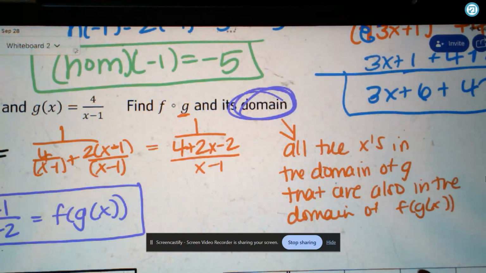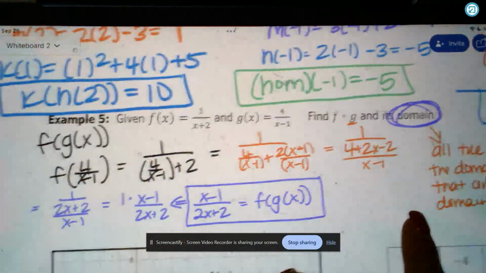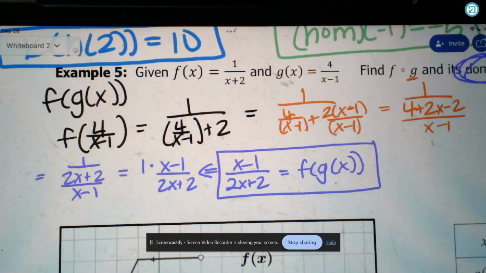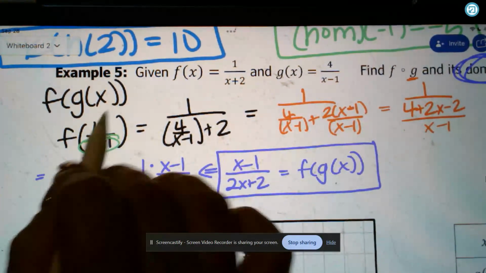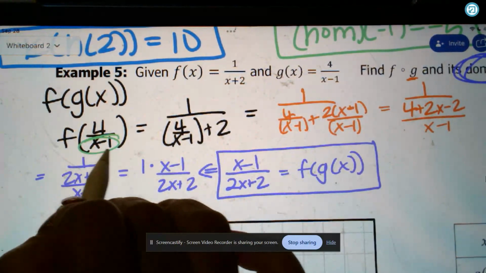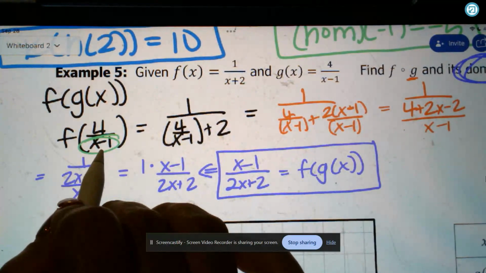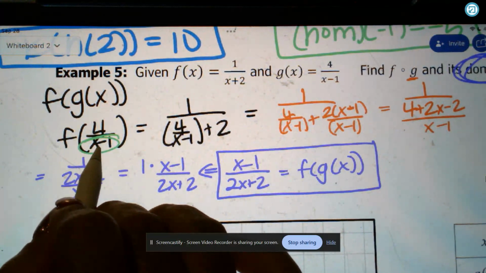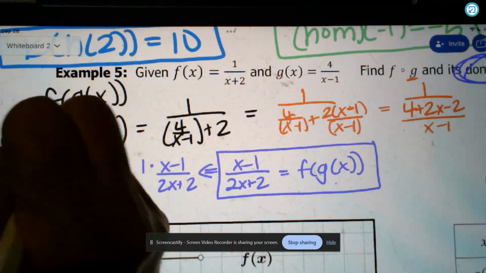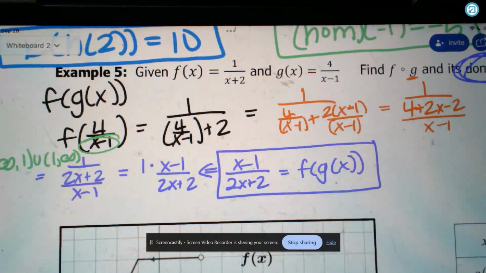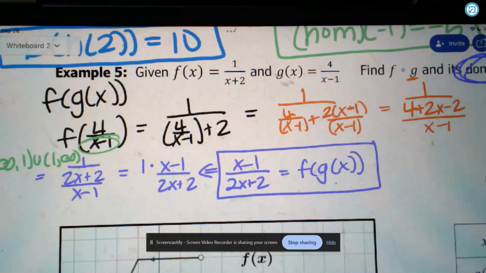Okay, so if you look at that, let's go back to your very original. If you look at this right here, this is g, domain of g in general, 4 over x minus 1. The domain of that is everything up until 1, right? So negative infinity to 1, union 1 to infinity. Okay, that would be the domain of g.